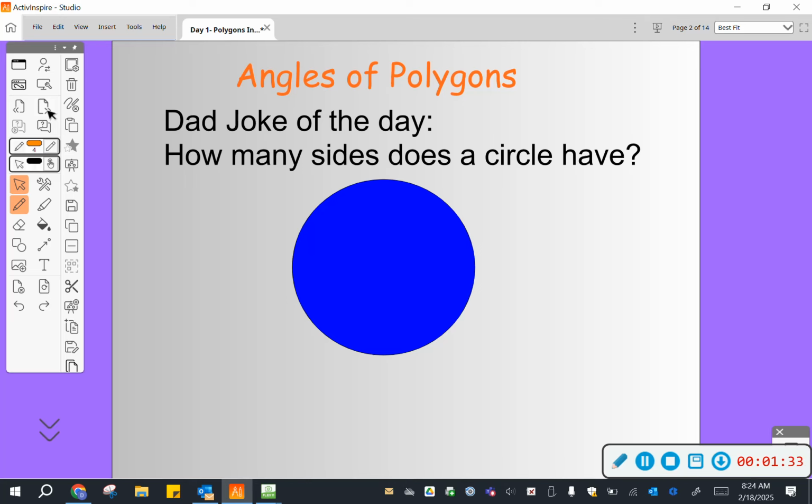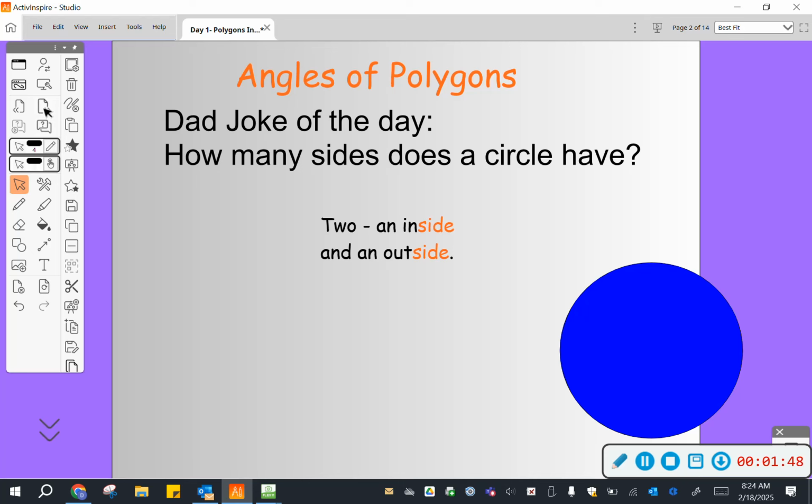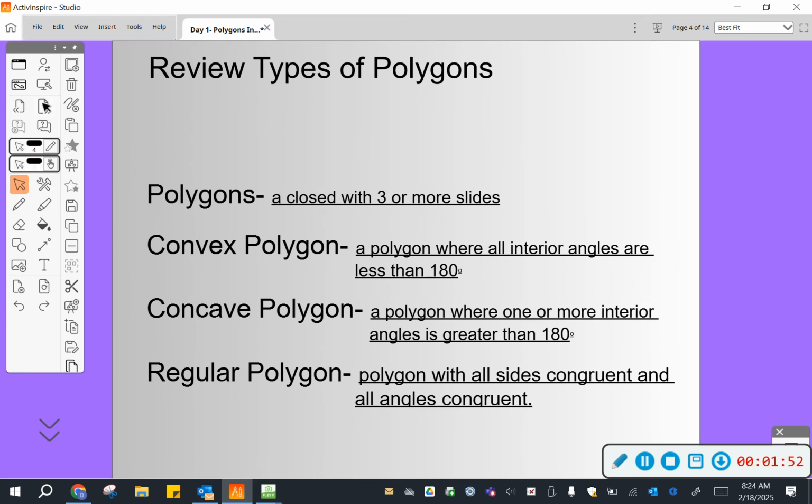Dad joke of the day. It's just a joke. But how many sides does a circle have? 0. It's a dad joke, so it's the wrong answer. It has 2. Anybody want to guess? An inside and an outside. Bada bing.